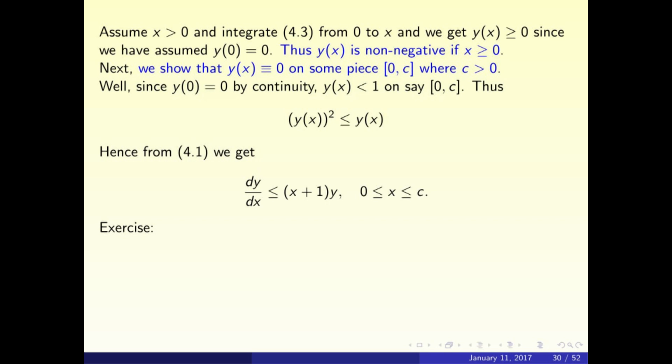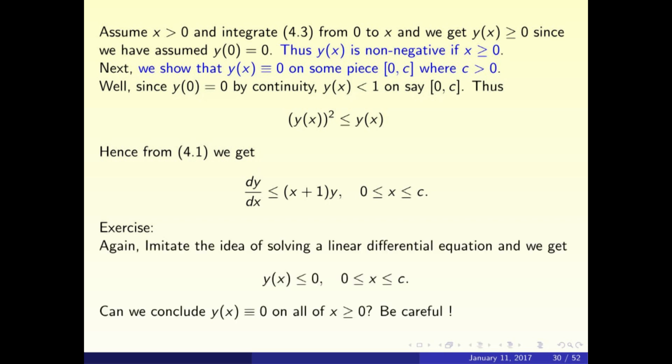So again do the same thing, again imitate as if you are solving a differential equation. Proceed as though you are going to solve a linear differential equation, namely you multiply the differential equation by e to the power integral p(x) dx. What is p(x) in this case? Minus (x plus 1). And then you will conclude exactly as we proceeded just now, y(x) is less than or equal to 0. And so combining the two, we see that y(x) must be identically 0 on this piece 0 to c.